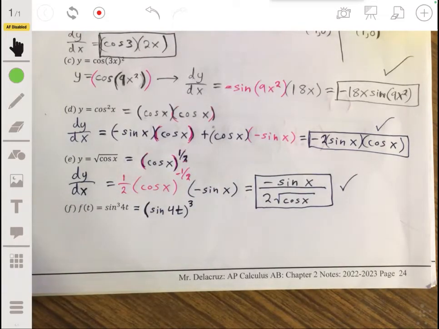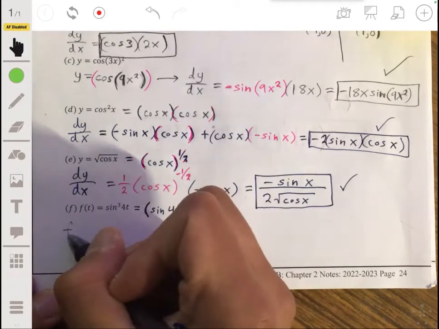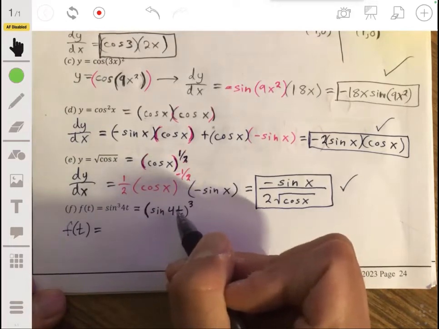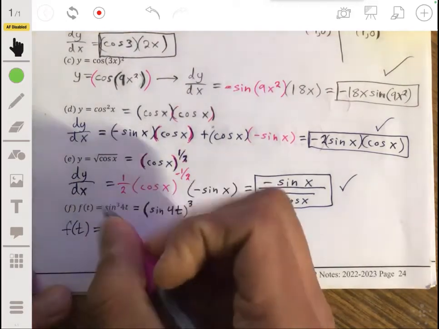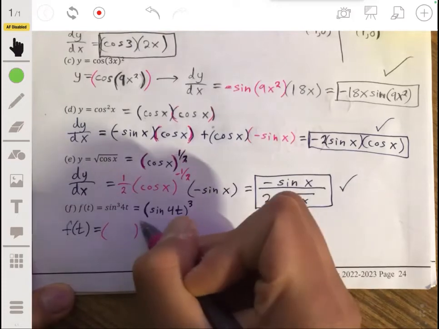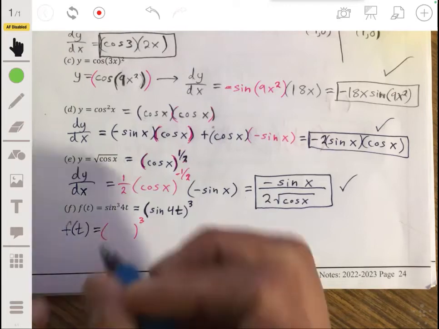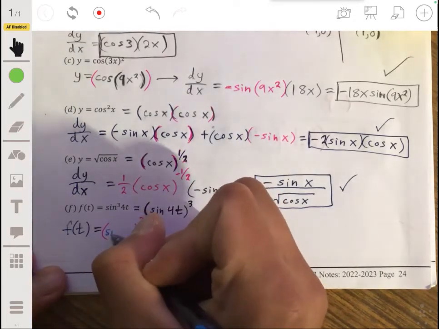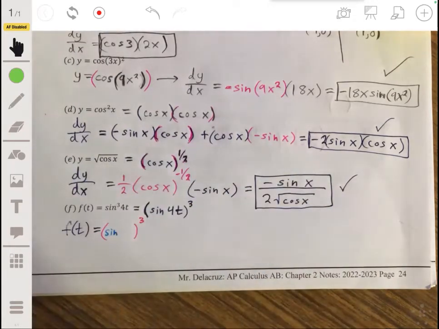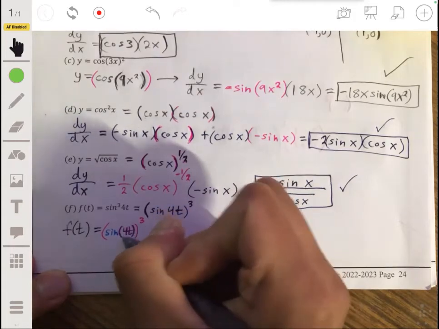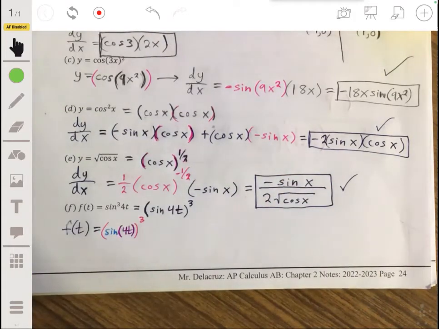So what you have going on here is that you have the sine function, you have the 4t function, and you have the cube function. So my outermost function is the cube function. The next one I have is the sine function. And the innermost is the 4t. So it's just chain rule, doing it twice, or 3 times, however you want to see it.